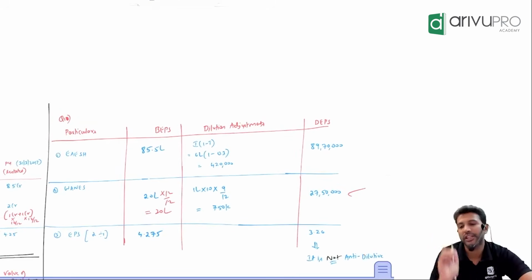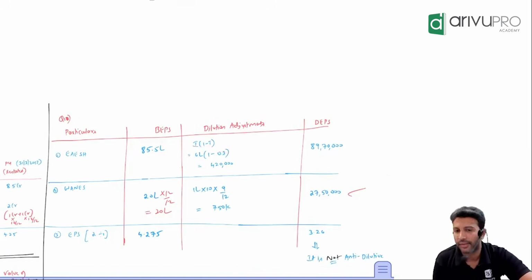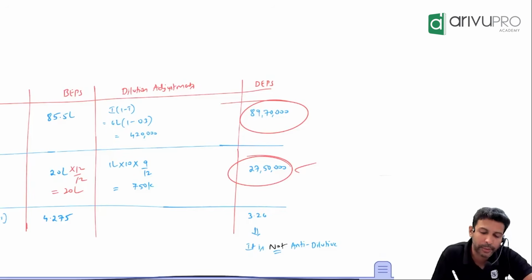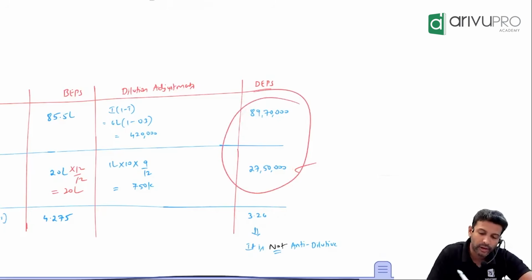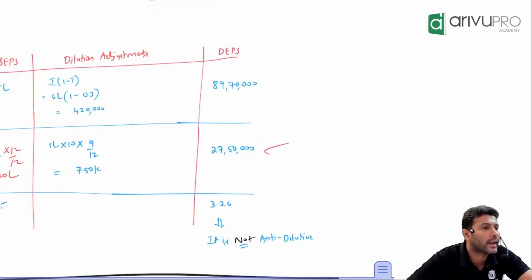You will get the earnings for diluted EPS purpose. Adding these two, you will get 89,70,000. This is the earnings. This is the number of shares for diluted purpose. Divide the two, and what are you getting? 3.2. That's your diluted EPS.